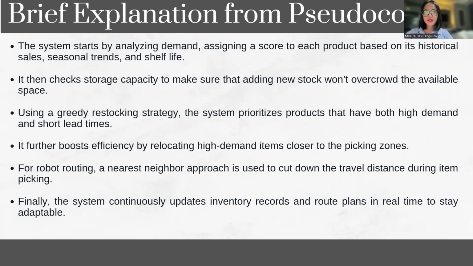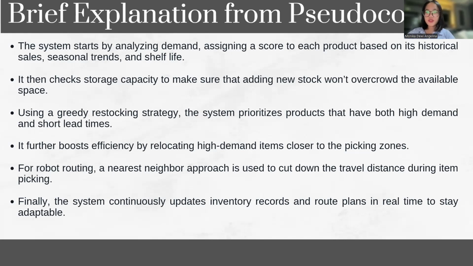First, the system starts by analyzing demand, assigning a score to each product based on its historical sales, seasonal trends, and shelf life. It then checks storage capacity to make sure that adding new stock won't overcrowd the available space. After that, using a greedy restocking strategy, the system prioritizes products that have both high demand and short lead times.